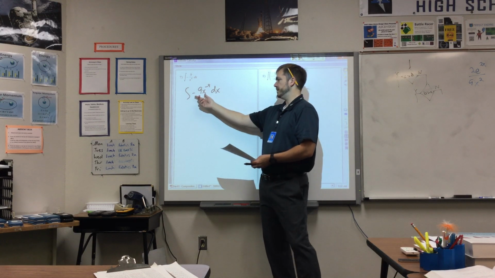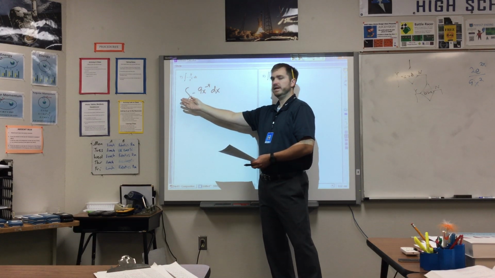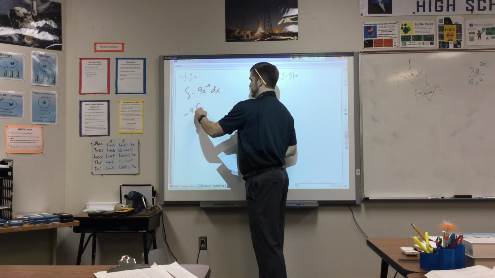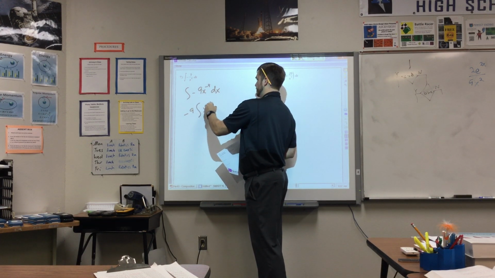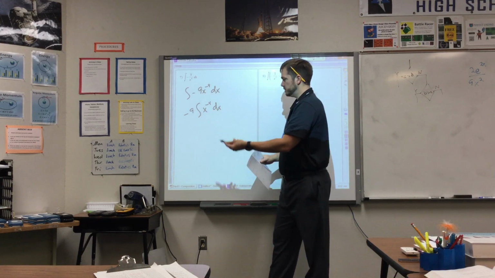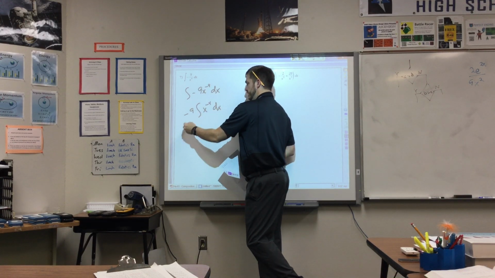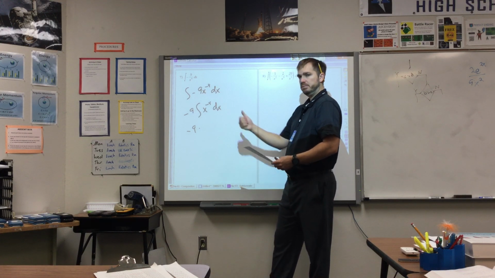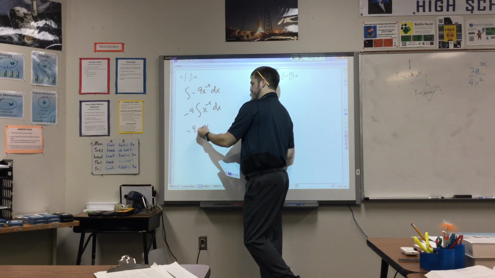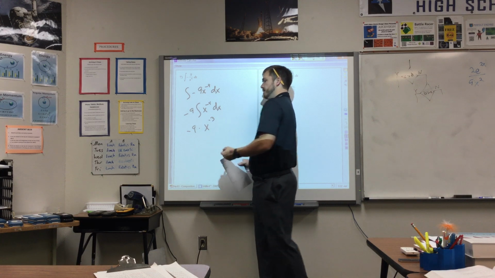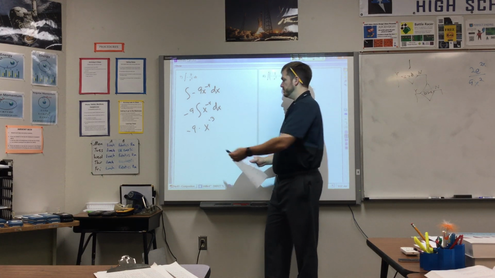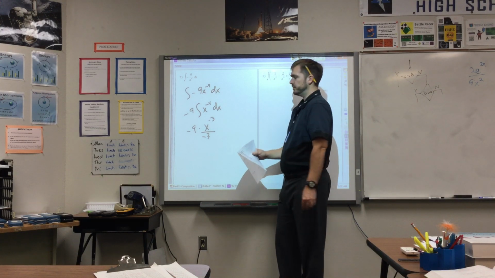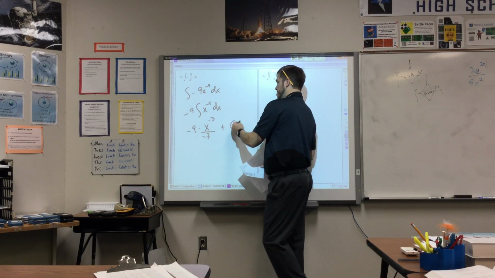If you wanted to pull out the negative 9, you could. Write this as negative 9 times the integral of x to the negative 4 dx. That's the constant multiple rule. And then we can apply power up, so we have x to the negative 3. Thank you, Mr. Potter. And then divide up, so divide by negative 3. And then put plus c.